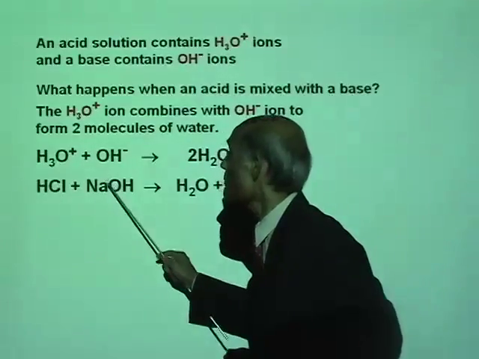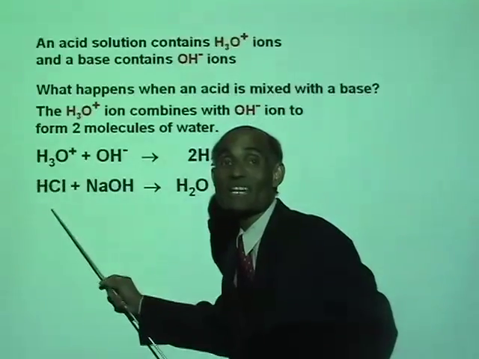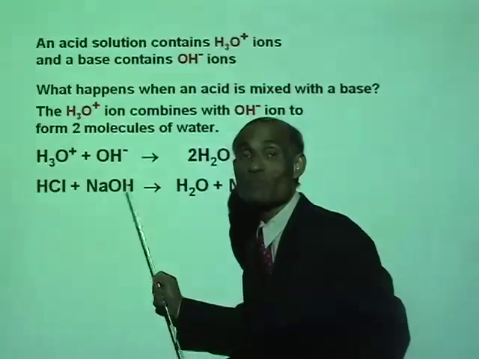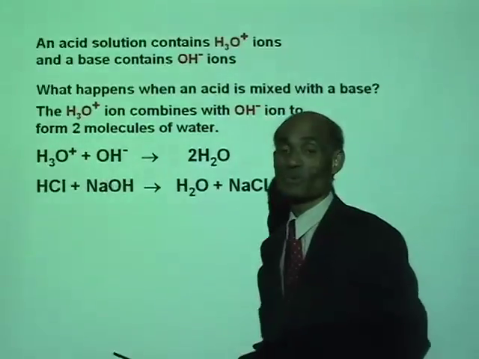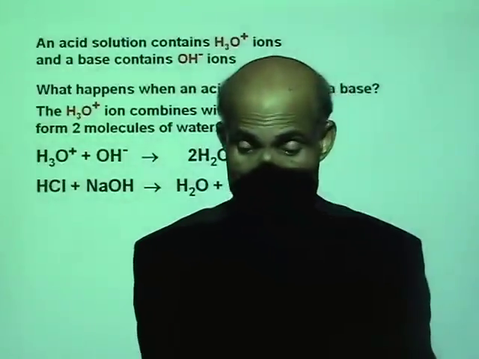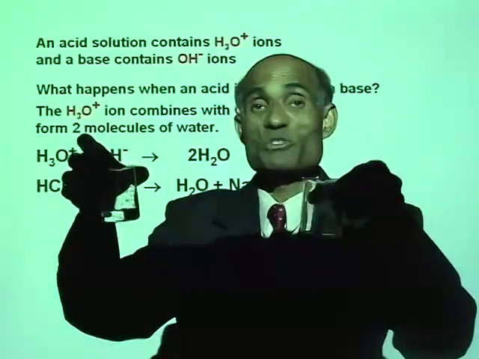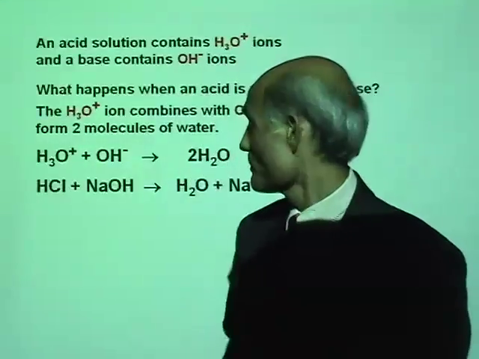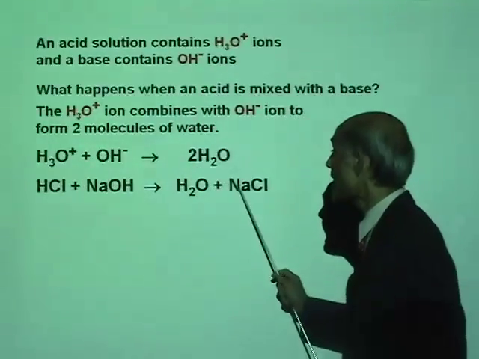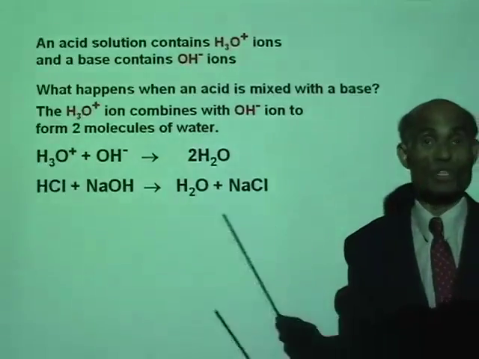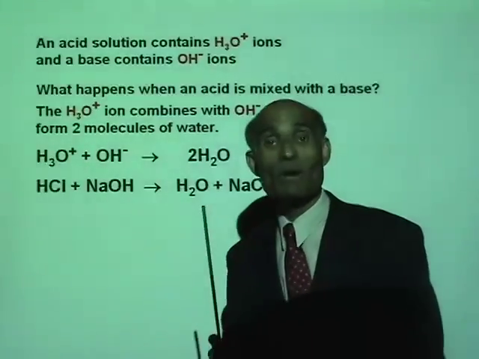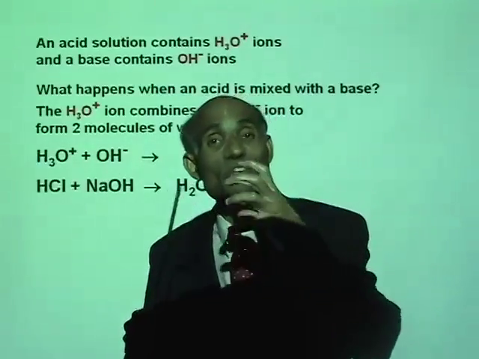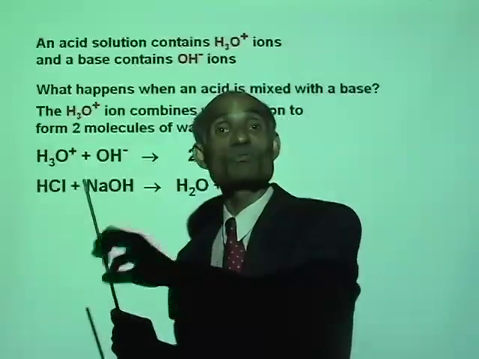Now HCl plus NaOH. HCl is hydrochloric acid, NaOH is a base, sodium hydroxide. If you mix the two, that's what I did actually here. I mixed sodium hydroxide and hydrochloric acid. What happened? It will produce water and a salt, NaCl. Now whenever an acid and a base neutralize each other, a salt is produced along with water.